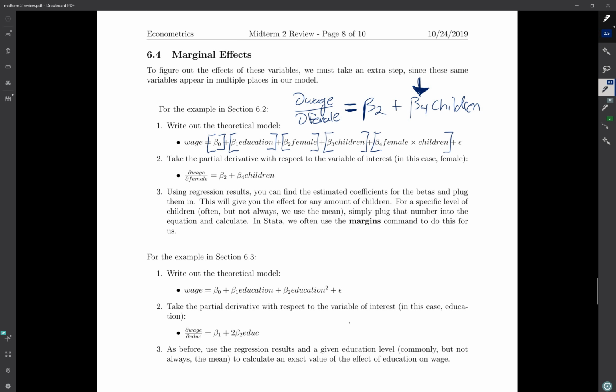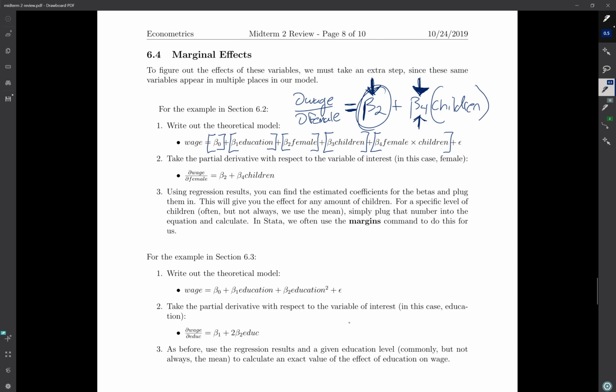So how do we get an exact number? Well, when we run the regression, we're going to get a number for beta 2 and a number for beta 4. But what about children? We could just add in some numbers that we may find interesting. We might say beta 2 is the effect if they have no children. What about the mean or the median number of children? Maybe we could put that number in. Using some interesting numbers, we might be able to learn something new and interesting.